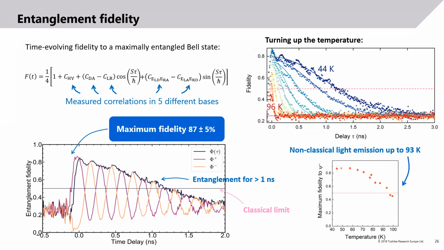One nice additional feature of our dot is actually that we are able to measure correlations up to 96 Kelvin electrically injected before finally the correlations dip below the classical limit. So we can generate entangled photon pairs even at elevated temperatures.